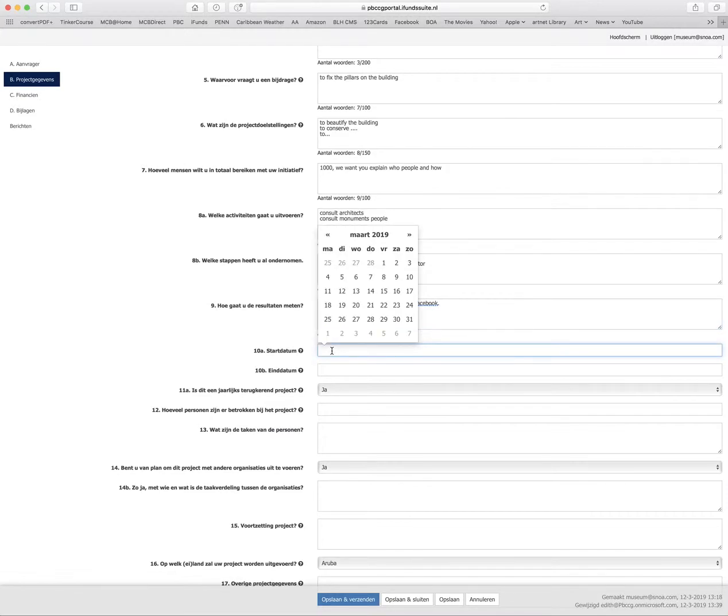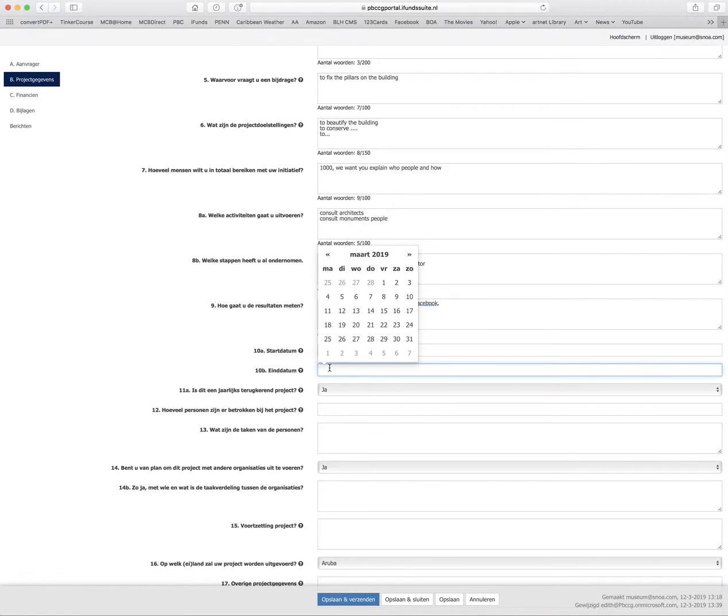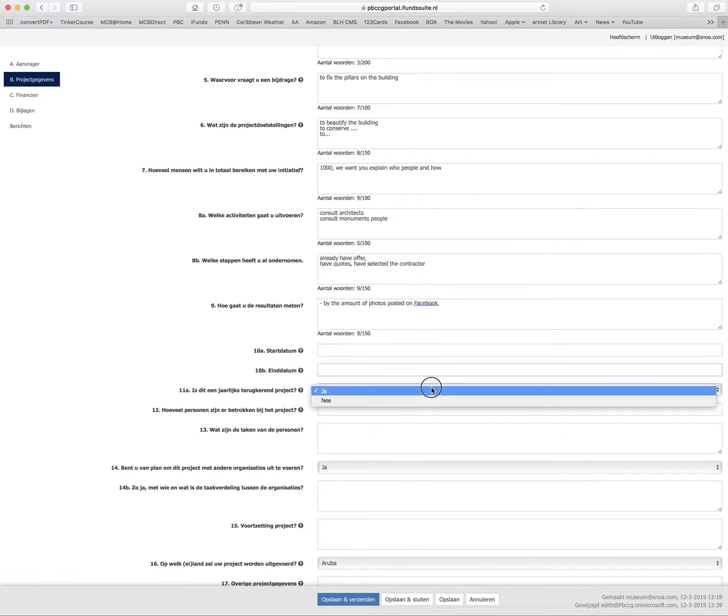Give us an idea of when you want to start your project. You can either pick a specific date or tell us, about 3 months from now or such and such time. Again, give us a specific date for ending the project, or give us an idea of how long it will take to do your project. So those are the things that we're asking for.